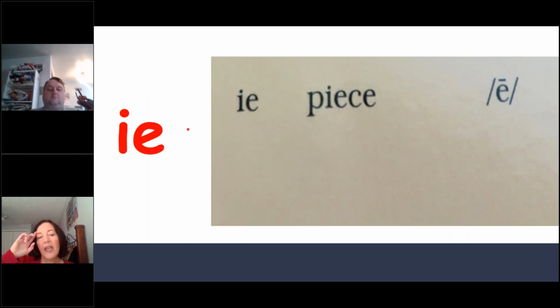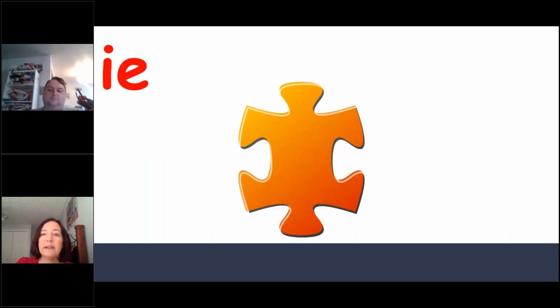IE is another vowel digraph. IE always says E as in the word peace. So the sound card says IE, peace, E. Your brain is thinking IE, peace, E.